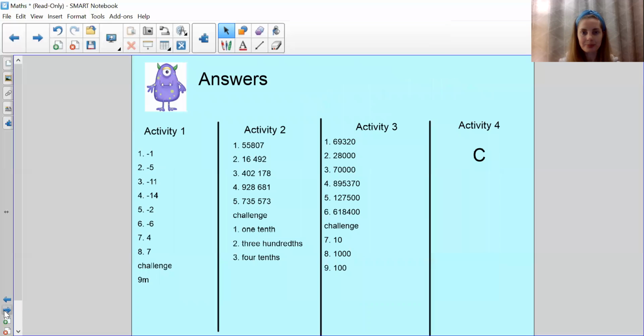Good luck. Right, here are your answers if you are the purple monster group. So see how well you did, and hopefully you did really, really well.